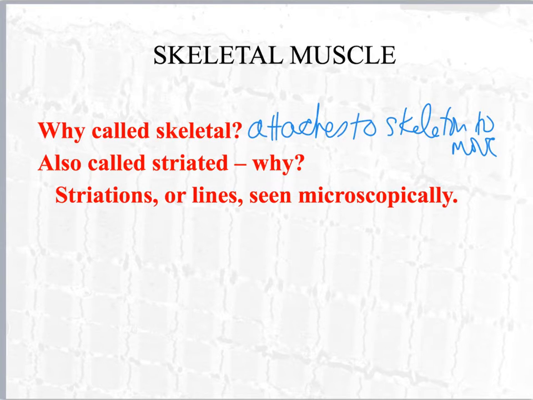It's also called striated muscle because when you look at it microscopically, you can see clear bands, clear striations, or lines. And you'll see in a second what those look like. But it's identified that way. And that makes it different from the two other types of muscles, smooth muscle, and then cardiac muscle is sort of striated, but it has some other differences from skeletal muscle as well.